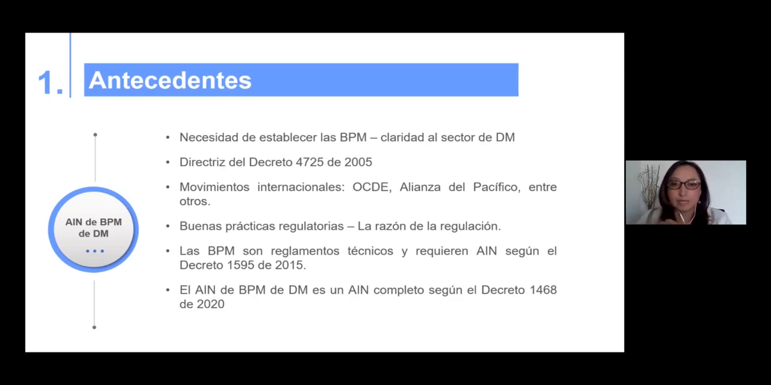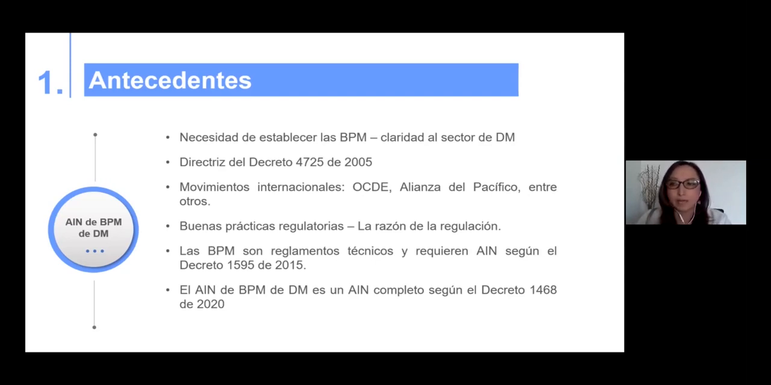It has been some 16 years since the decree, so this is one of the motivations for our work here to review the decree. We also have some international movements that are important, like the OECD, the Aliança del Pacífico, and others that require us to improve our requirements and the activities we carry out to improve the quality of the medical devices in the country and the attention to patients.